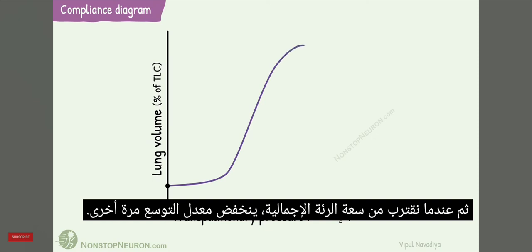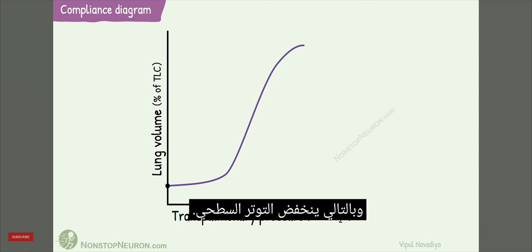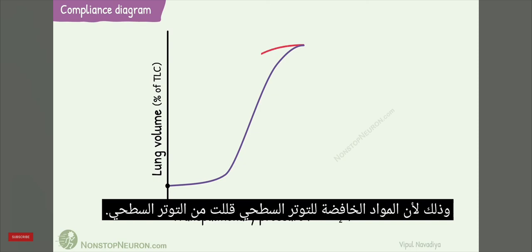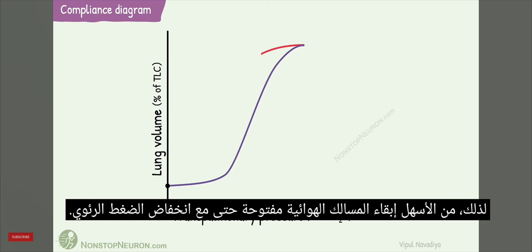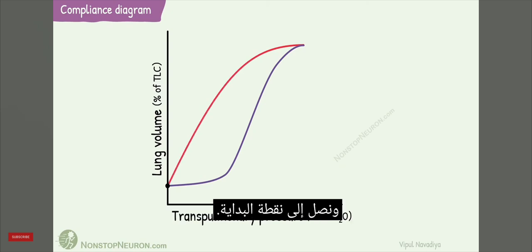Then as we approach the total lung capacity, the expansion rate again decreases. By this time, surfactants appear on the air-water interface. So surface tension is decreased. Because of this, deflation takes different route. Fall in pressure initially causes smaller decrease in lung volume. This is because surfactants have decreased surface tension, so it's easier to hold airways open even with decreasing transpulmonary pressure. With further decreasing pressure, however, lungs collapse and we reach the starting point.